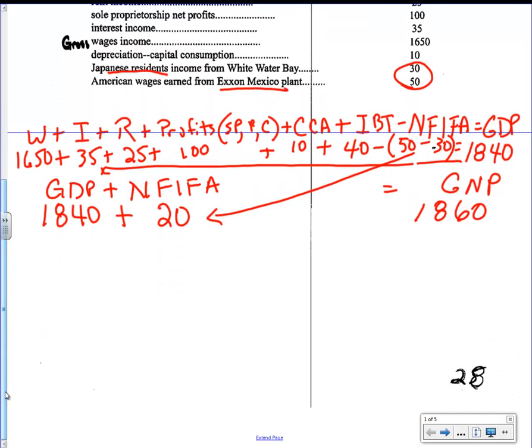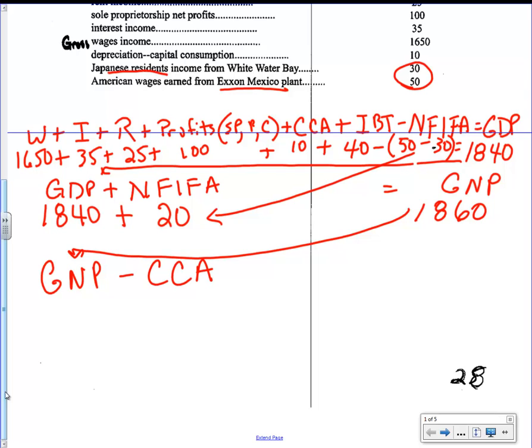Next item we're going to calculate is the net national product. So we're going to take the gross national product and we're going to back out the capital consumption allowance, and that will give us what's called the net national product. The gross national product we calculated at $1,860. Capital consumption allowance is 10. So therefore, we're going to calculate net national product as $1,850.